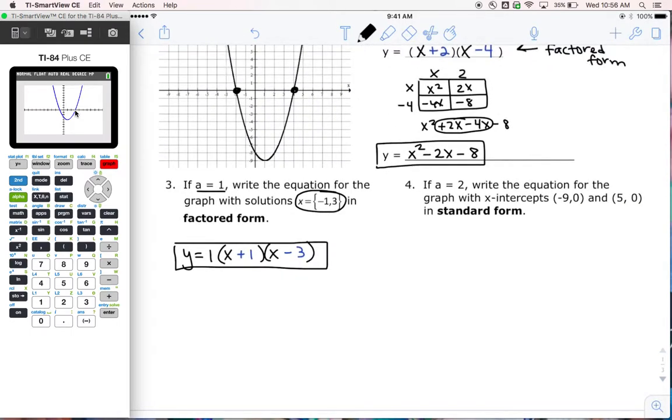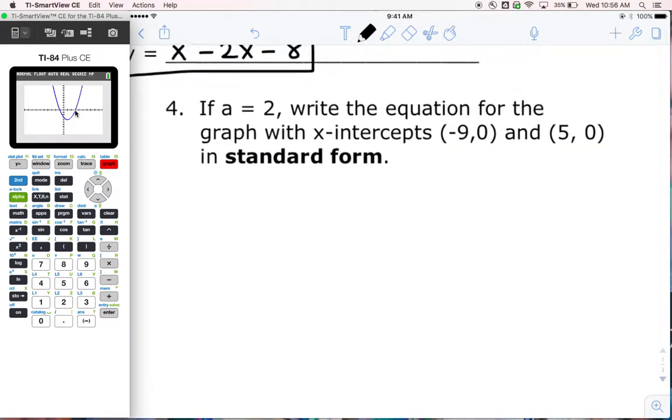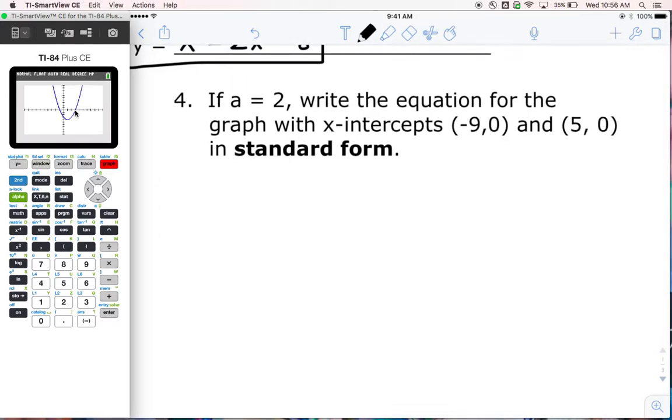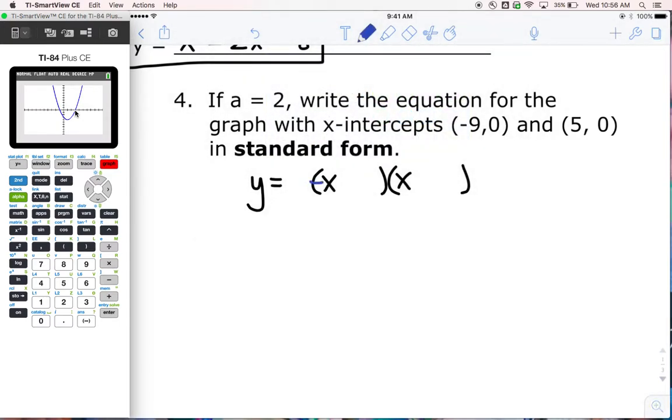Okay, last problem, here we go. If a is 2, write the equation for the graph with x-intercepts -9, 0, and 5, 0, in standard form. Well, we're going to start with factored form because it's so much easier, from this description we've been given. So we're going to do our x's. And then we're going to notice that if I use a -9, I'm supposed to get a 0. So it's got to be a +9 in my equation. And apparently when I use 5 for x, I get a 0, so it's got to be -5. So again, change the signs, change the signs. The 2 just goes right in the front like that. So this is my factored form.